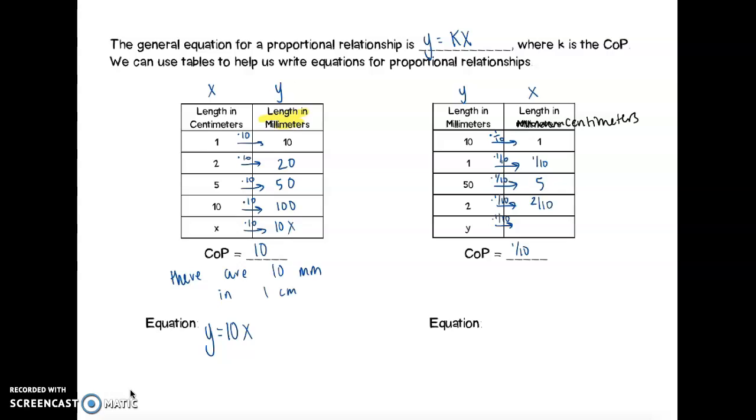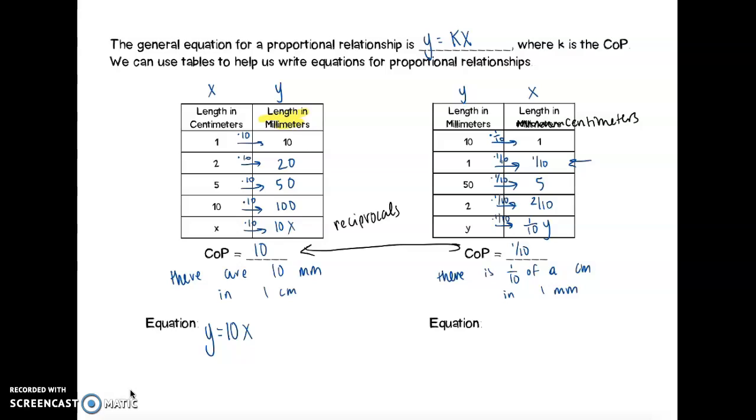For any length in millimeters, to get that answer in centimeters, I would do y times 1/10. I would take that length in millimeters and multiply it by 1/10. So my last row is y times 1/10, or 1/10 y. And then the COP here tells me that there is 1/10 of a centimeter in 1 millimeter. And if you look here at our COPs, we have a COP of 10 and a COP of 1/10, and these are reciprocals.